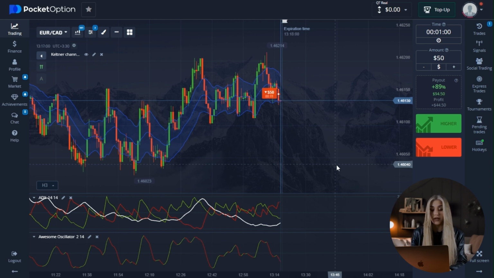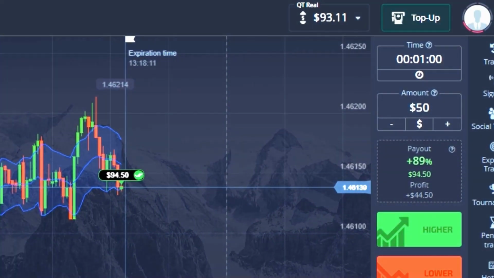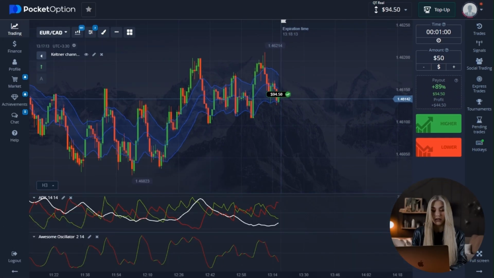And another important Awesome Oscillator signal that I missed at the beginning is crossing the average line from above or below. These are strong signals for growth and decline, respectively. And we have such a signal here, so the trade brings me the first profit, $44. Friends, so far so good. Let's look for a new trading opportunity.